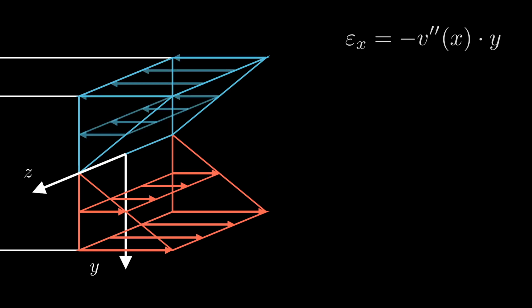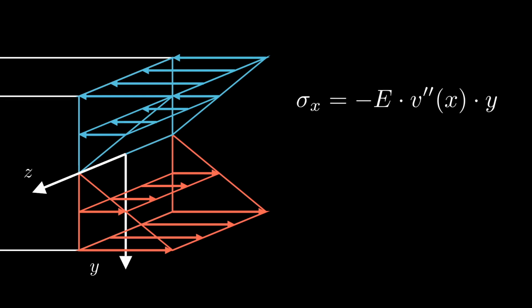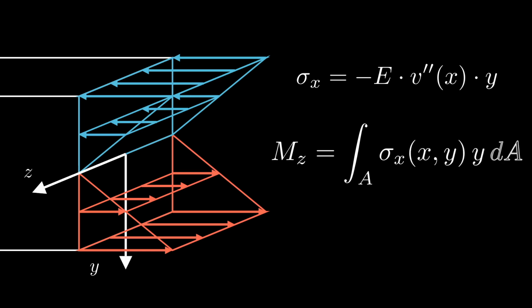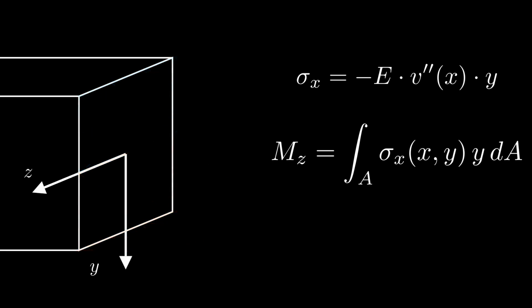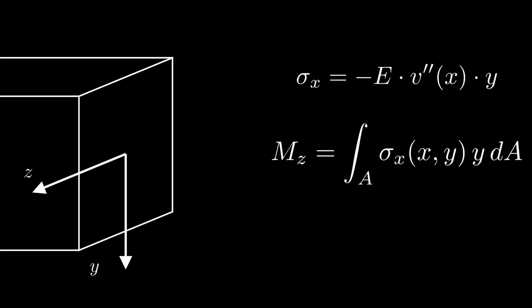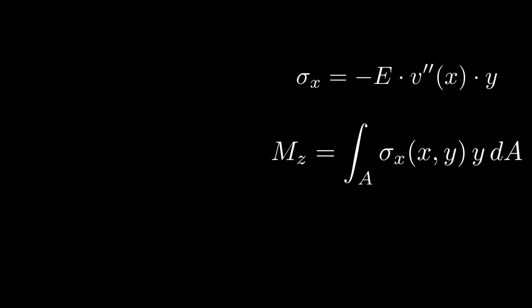Now, recalling Hooke's law, where sigma equals the Young modulus E times epsilon, and now substituting epsilon from the corner equation, we get the following expression for the stress in the x direction. Additionally, the moment along the z-axis can be calculated as the force differential F times dA times the distance of this force to the CG. Note that this area integral is on the y and z axis only, therefore it does not depend on x.